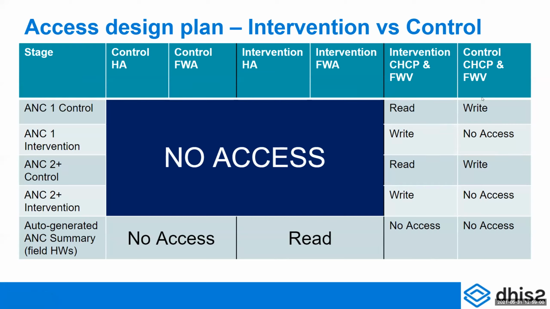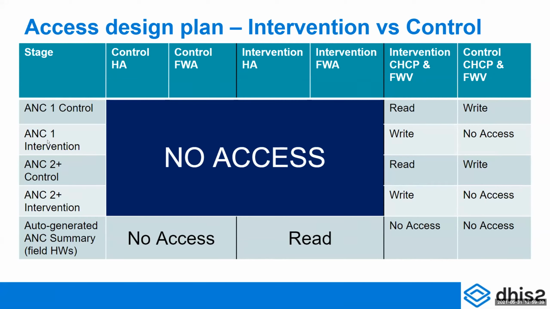So now we look at the intervention facility workers versus the control facility workers. We gave the control users their own ANC control stage, and we gave the intervention users their own ANC stage, so that the control users will only enter data into the ANC control, and they can write in it. But the intervention workers will be able to read that information, so that if a woman goes to another clinic, which is control, the intervention worker will see what has happened there.